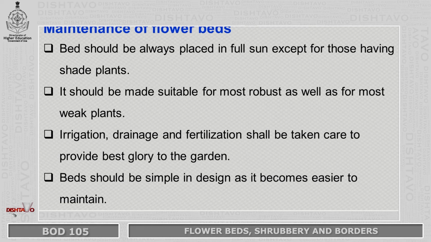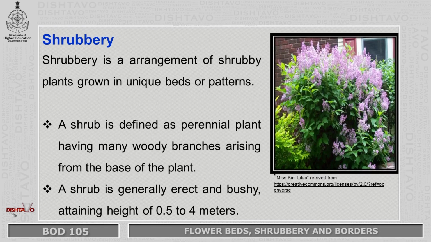It should be made suitable for robust as well as for most weak plants. That is, hardy plants and the weak plants should be able to sustain in that flower bed. Irrigation, drainage and fertilization shall be taken care to provide best glory to the garden. Beds should be simple in design as it becomes easier to maintain, to fertilize, to irrigate those plants.